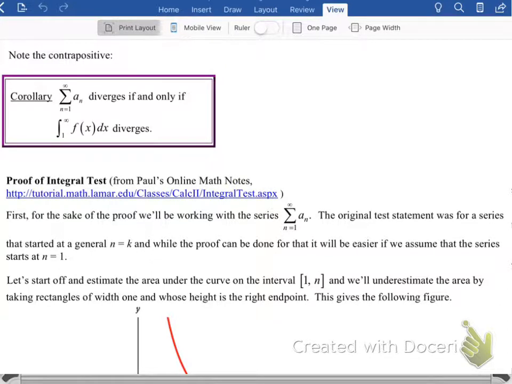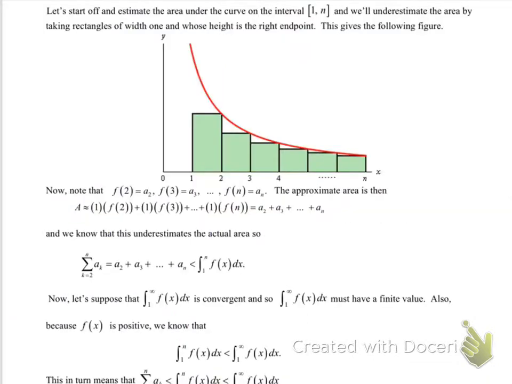For the sake of proof, we're going to be working with the particular series n equals 1 to infinity of a sub n. The original test statement was for a series that started at a general n equals k. While the proof can be done for it, it will be easier if we assume that the series starts at n equals 1. So let's start off and estimate the area under the curve on the interval 1 to n, and we'll underestimate the area by taking the rectangles of width 1 whose height is the right endpoint. This gives us the following figure, and as you can see, this is a lower Riemann sum or a right Riemann sum.